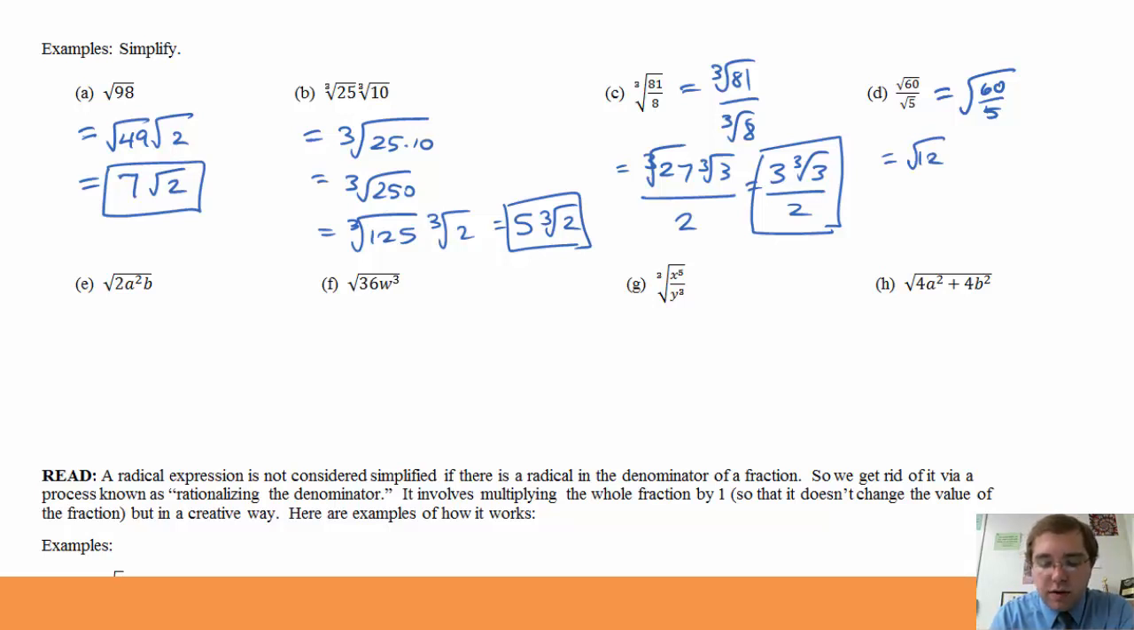Alright? Is there a number I know the square root of that divides into 12? 4 does. This is the square root of 4 times the square root of 3. Okay, and I can take the square root of 4, and that's 2, so I replace it with 2, and I still got a square root of 3.